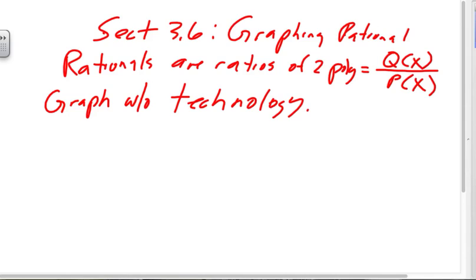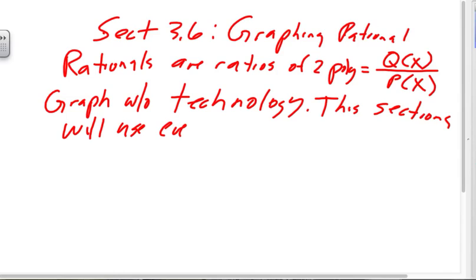This is basically ultimately what we've been at. This section, or these next two sections, we'll use everything we've talked about at some point or another.